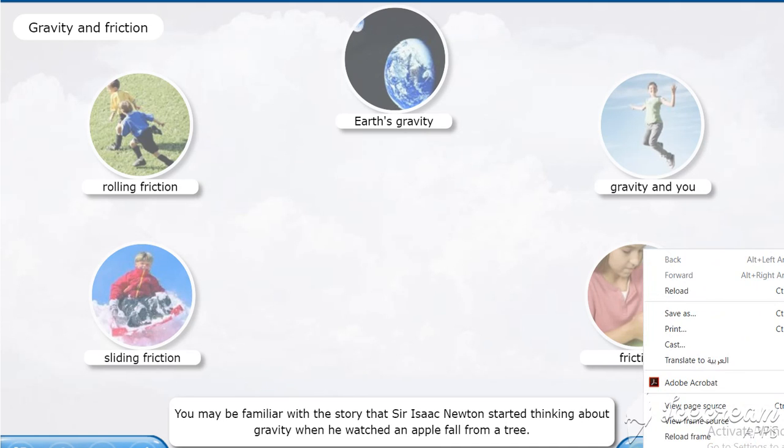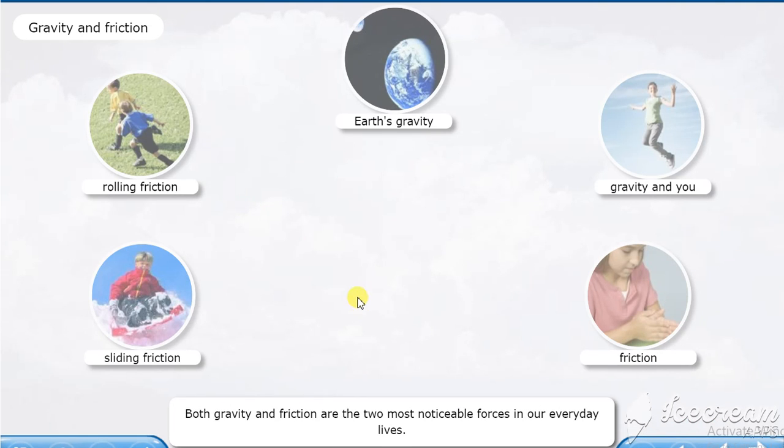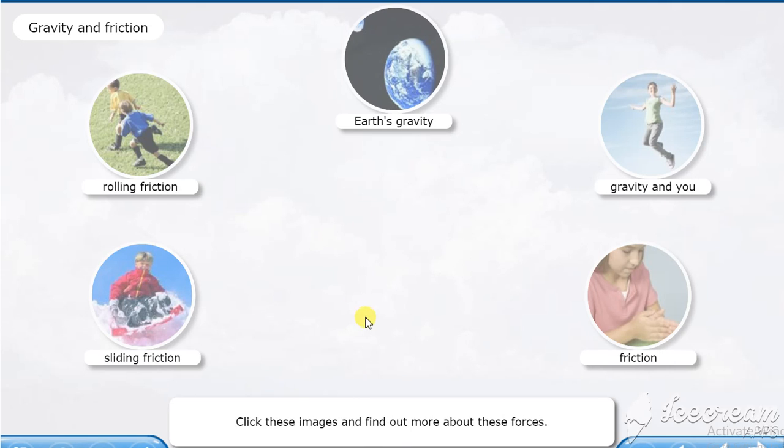You may be familiar with the story that Sir Isaac Newton started thinking about gravity when he watched an apple fall from a tree. Both gravity and friction are the two most noticeable forces in our everyday lives. Click these images and find out more about these forces.